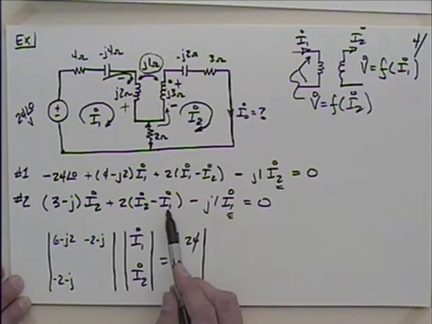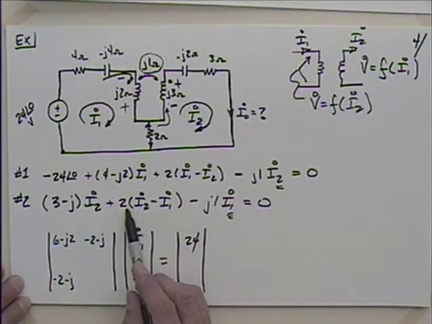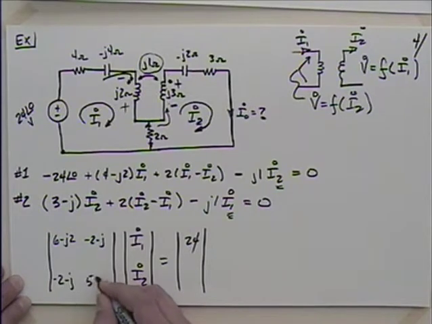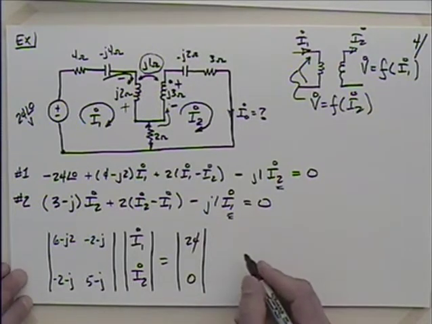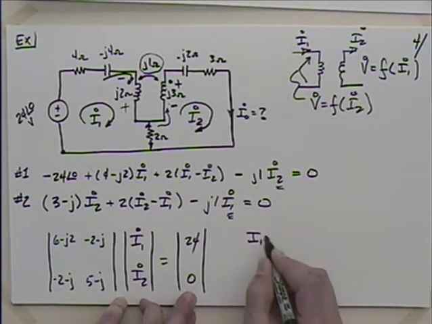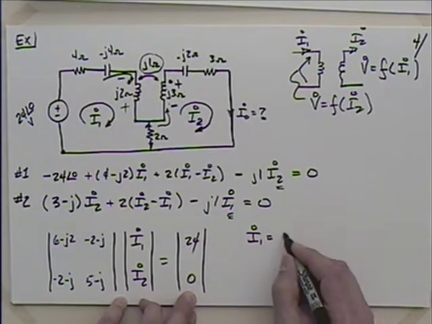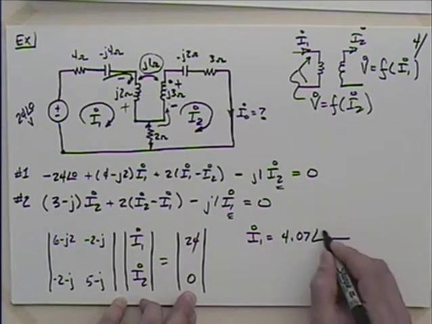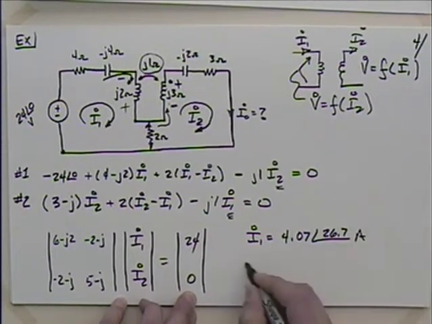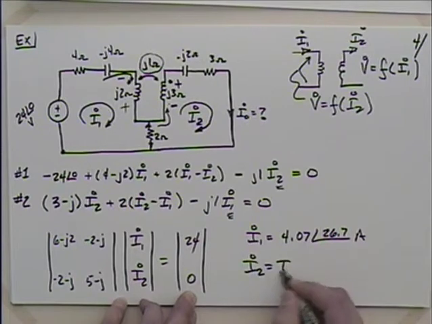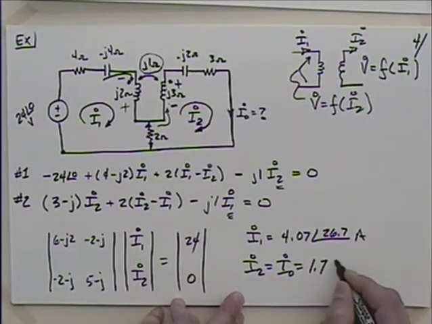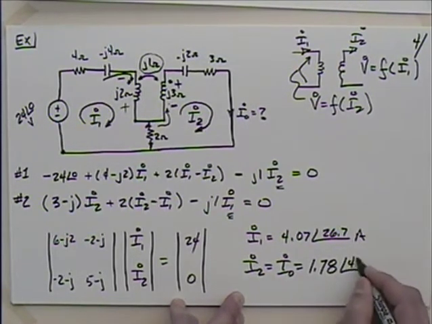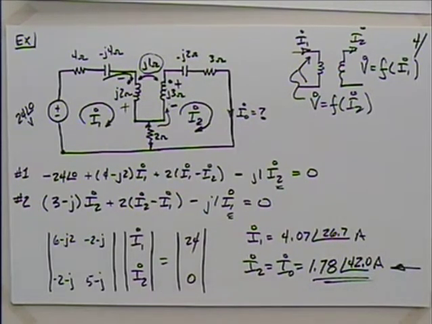Let's see, if I got all the I1s grouped up, how about I2s? I got 2 resistive and 3, so it's 5 minus j is equal to 0. So you hammer that into your calculator. I'll give you I1. You really don't need it, but if you're checking this out at home, 4.07 at an angle of 26.7 amps. And then I2, which is what you want because that's equal to I naught. We could do that by inspection. I naught is 1.78 at 42.0 amps. So that would be our answer.